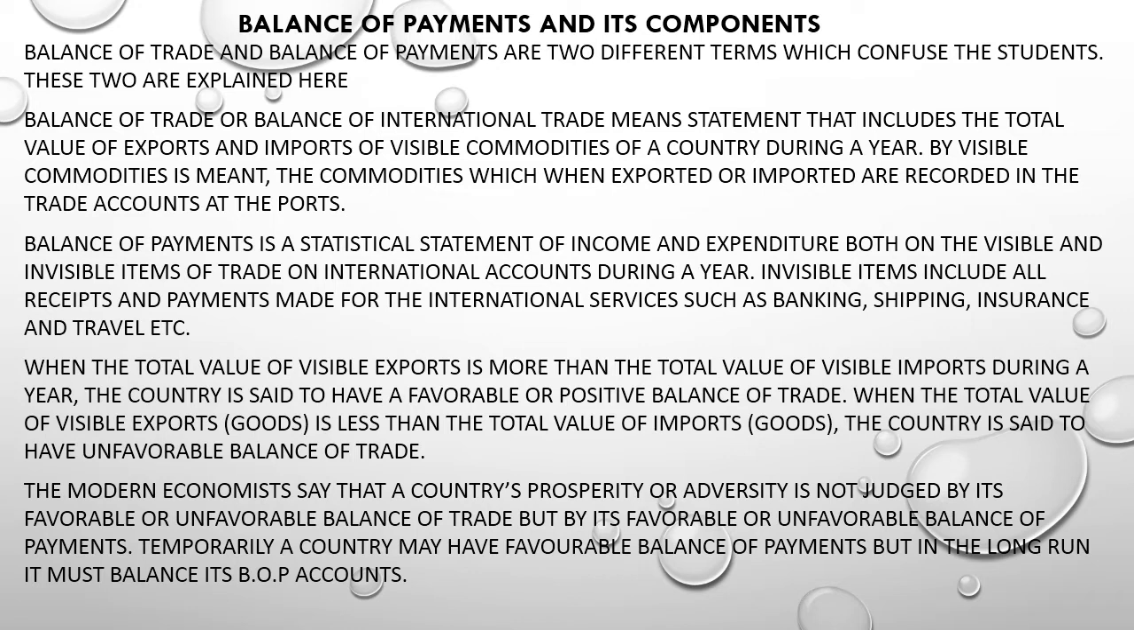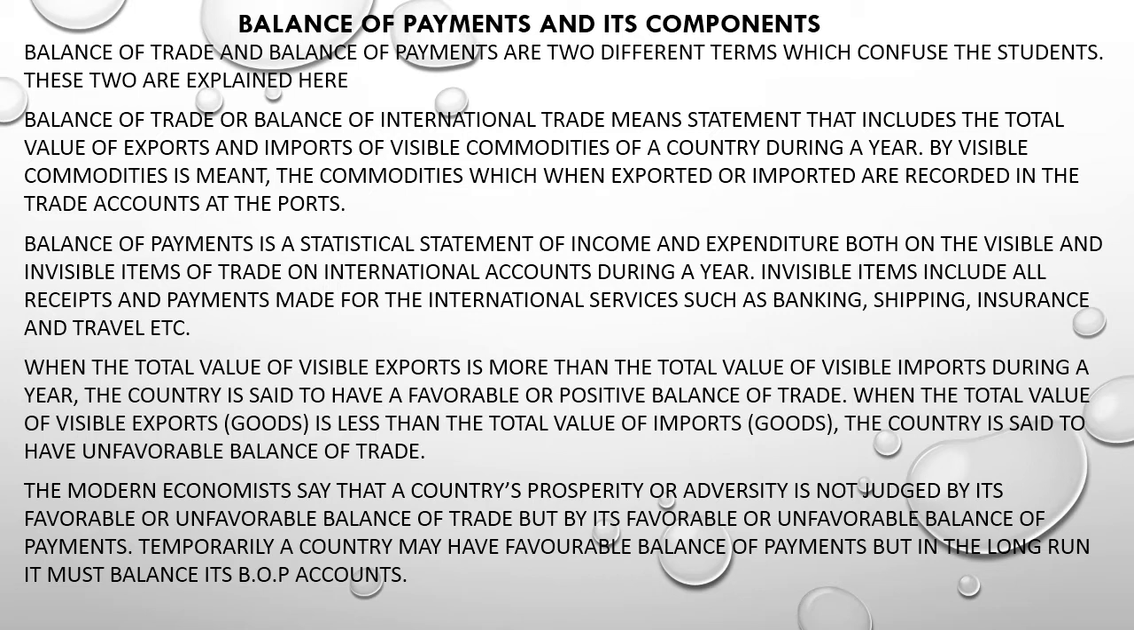Balance of trade, or balance of international trade, means a statement that includes the total value of exports and imports of visible commodities. Visible commodities means goods of a country during a year. By visible commodities is meant the commodities which, when exported or imported, are recorded in the trade accounts at the ports.